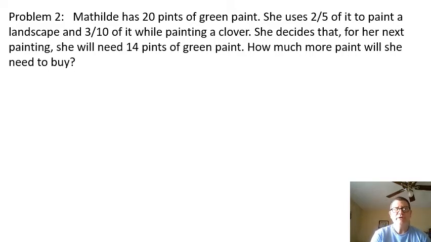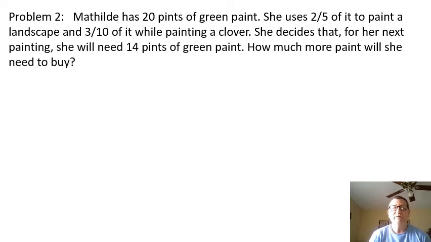In problem 2, it says Mathilde has 20 pints of green paint. She uses 2/5 of it to paint a landscape and 3/10 of it while painting a clover. She decides for her next painting she will need 14 pints of green paint. How much more paint will she need to buy? So this is a 2-part problem.